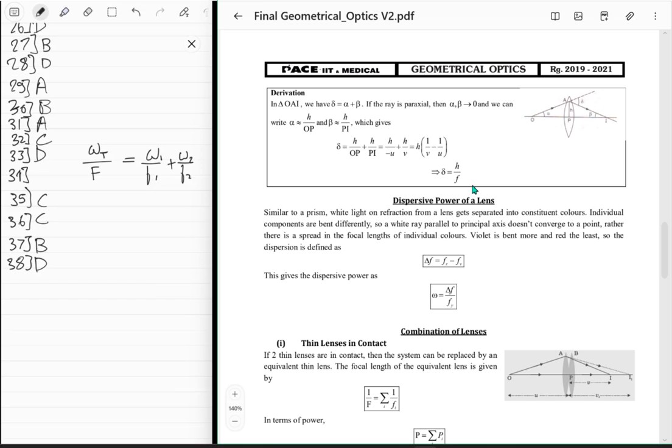Wait, so think about it. What would happen if for some particular ray you just deviated by both of these, right? So your h is not really changing, is it? So you've got these two thin lenses and some ray, almost paraxial, and its h is not changing throughout the process. So you can just say h upon f1 plus h upon f2 is the total deviation that ray suffers. And then we know that that's just equal to h upon the total f, right?